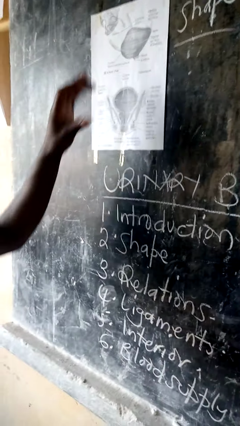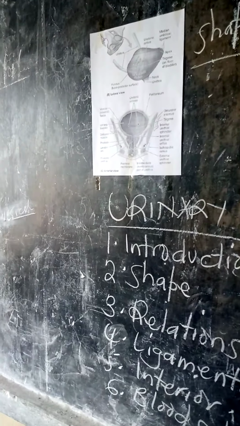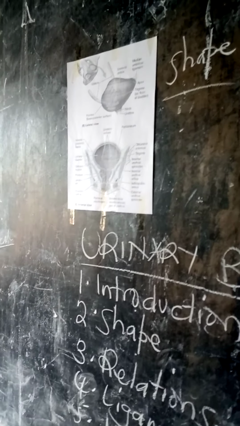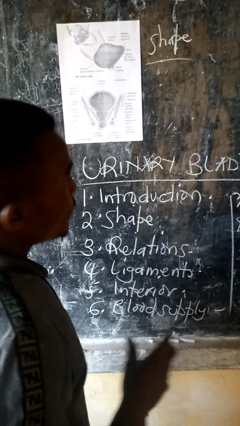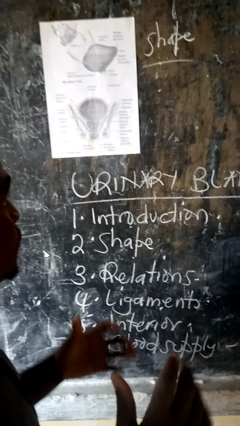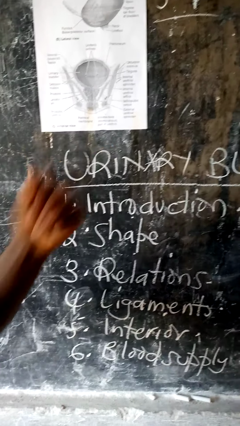So that is for the empty bladder, about the shape. Then for a distended bladder, the shape is ovoid. As you can see, this shape, this is distended. This is an oval shape. So it becomes ovoid. And for ovoid, that means it still has 4 surfaces.